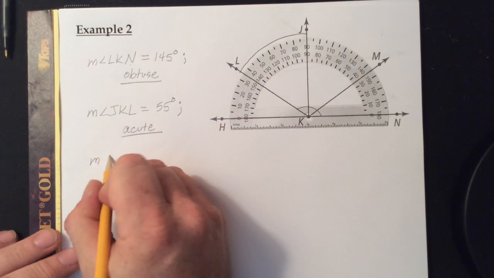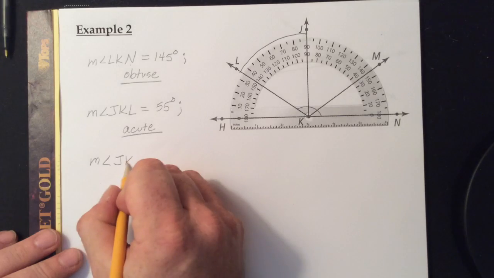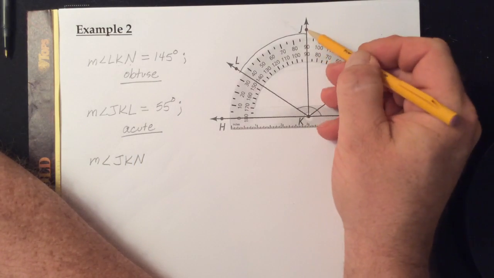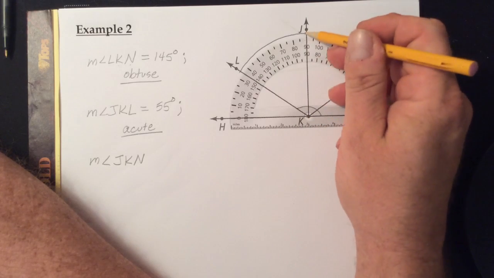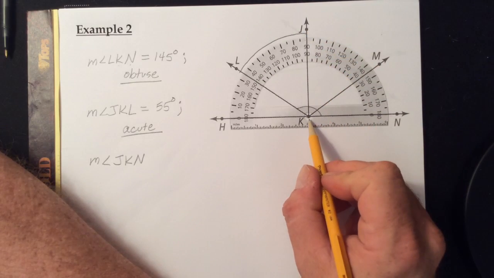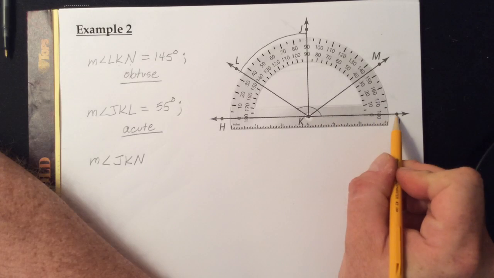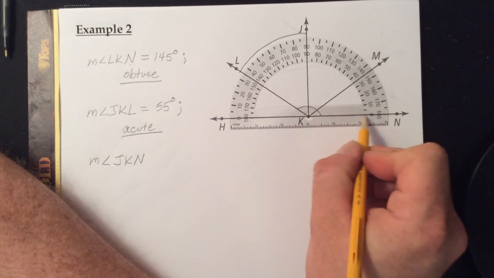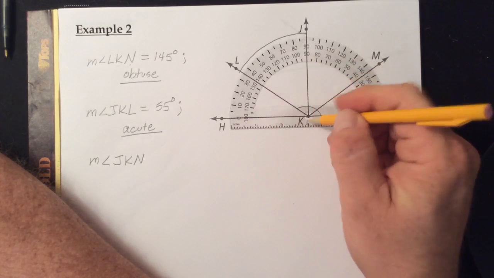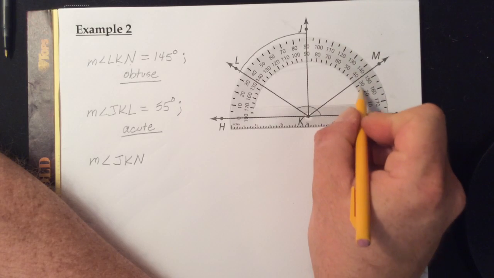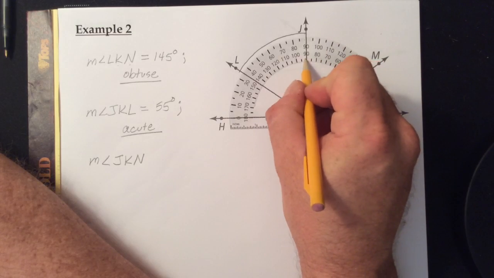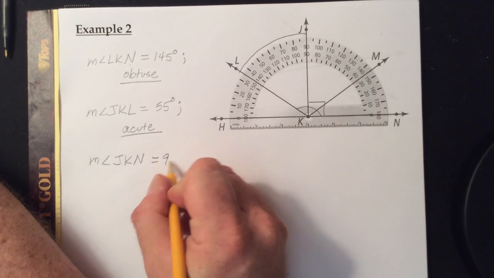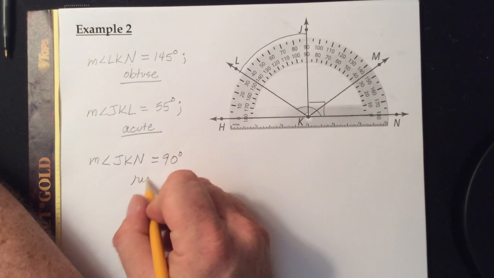And finally, the measure of angle JKN, repeat the process. Look for J, ray KJ, and ray KN. This time KN is at 0 again. So from 0, we move upward all the way up to ray KJ. 10, 20, 30, 40, 50, 60, 70, 80, 90 degrees. And because it's exactly 90 degrees, we have ourselves a right angle.